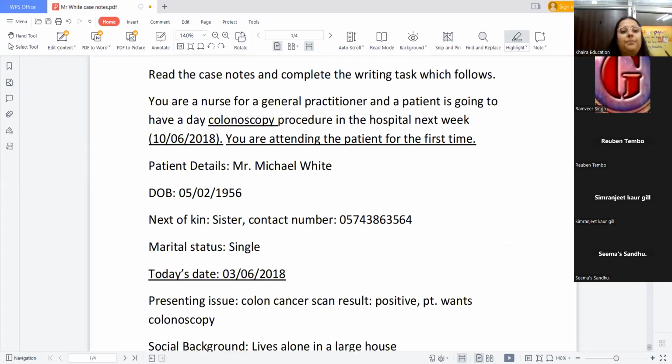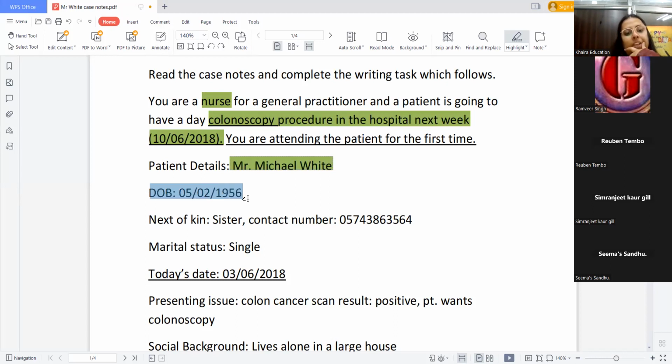We begin with Rambir. Rambir, from the first sentence, what's relevant and why, what not and why? You are a nurse. Okay, ma'am, that you are a nurse is important, and the date which is scheduled, 10/6, and the patient name. The procedure also, colonoscopy procedure. That will come later also. And the patient name and the date of birth. Right. Okay. Let's discuss till this point.